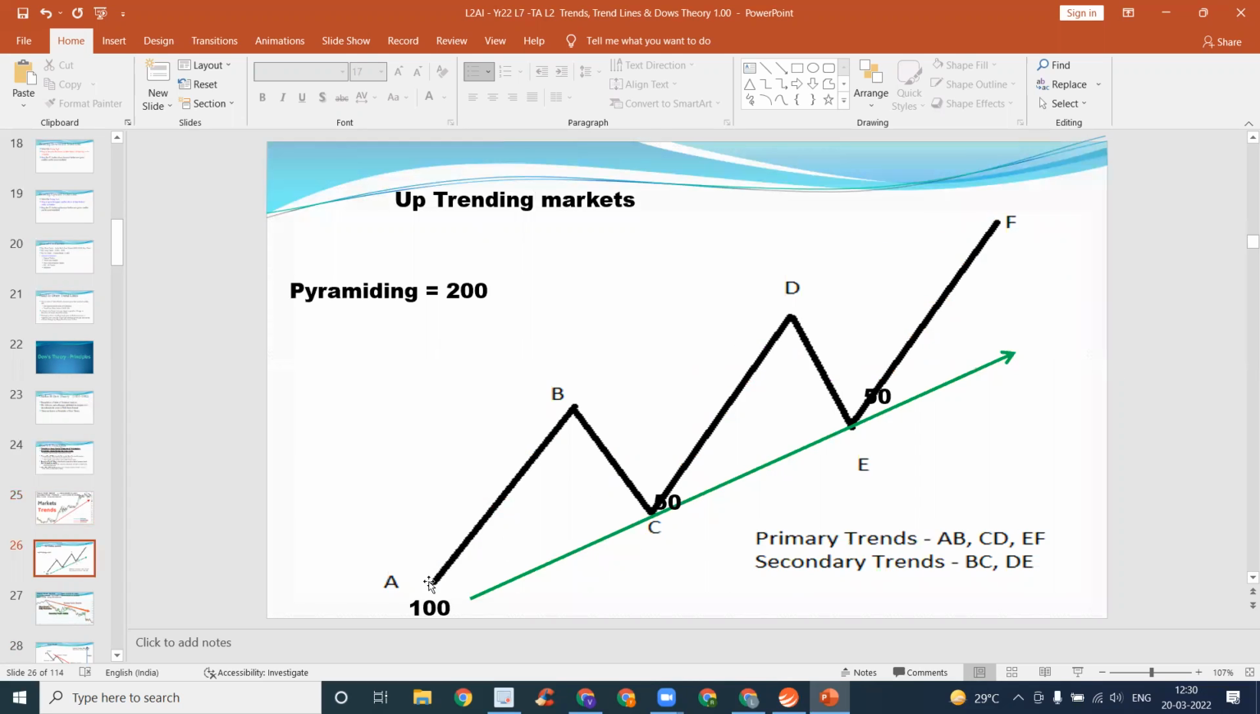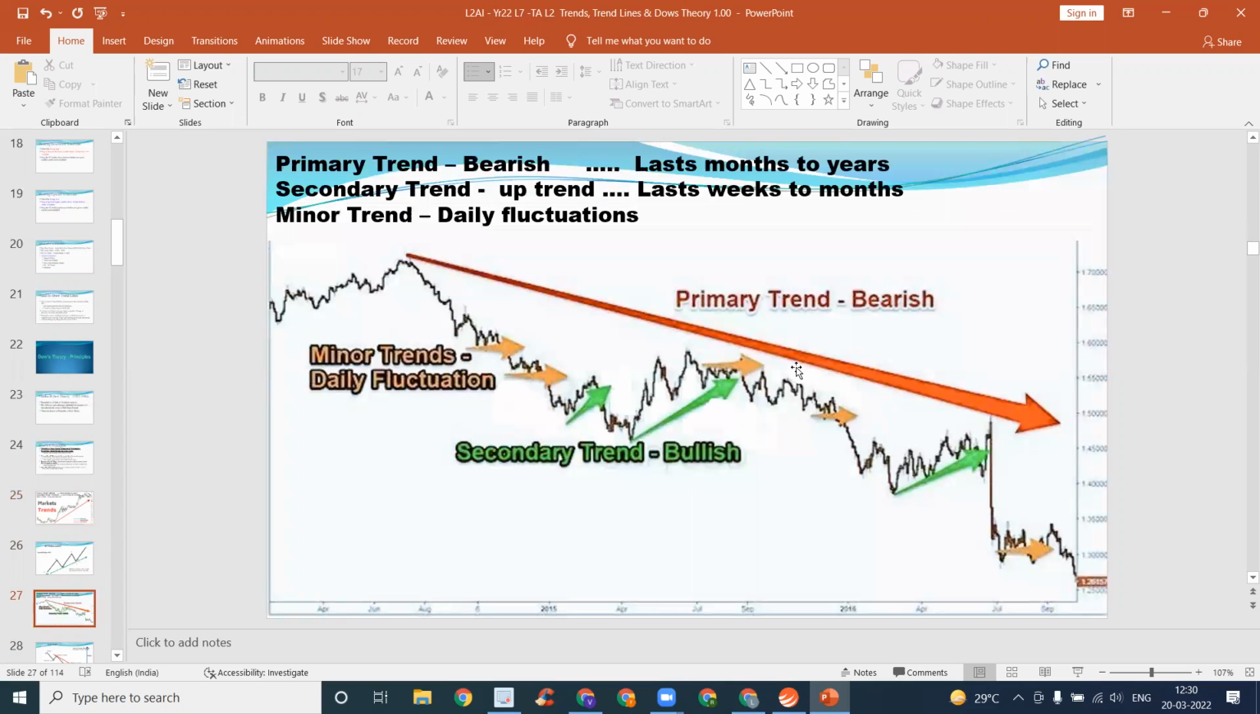So here is my uptrending market. This is my primary trend. It went up, then came down. This is my secondary trend. Inside it too there are small ups and downs, which are called my minor trends. In a falling market, this is my primary trend, the red one. The green ones are my secondary trends, and the orangish ones are my minor trends, which happen on a day-to-day basis.